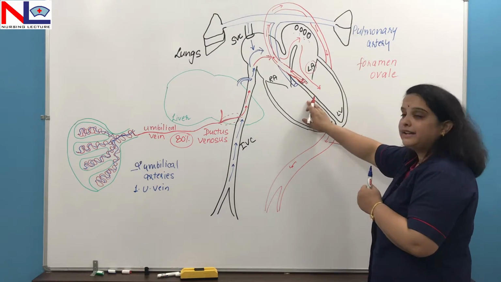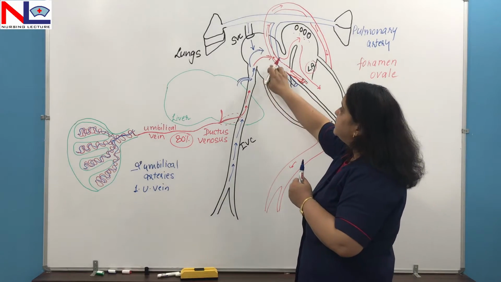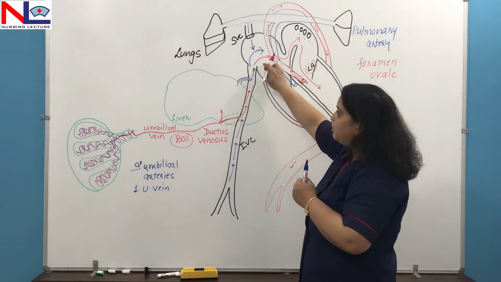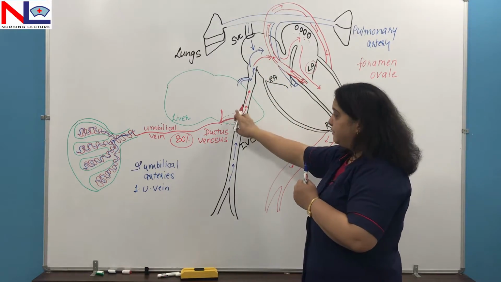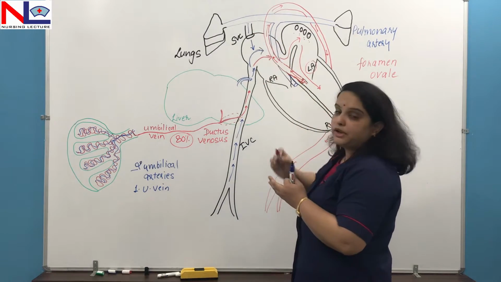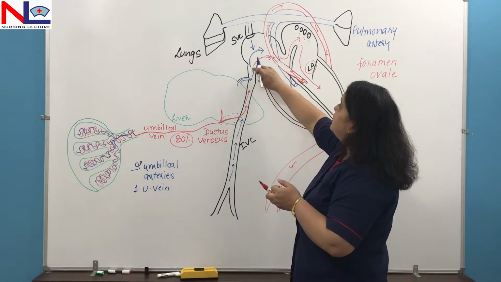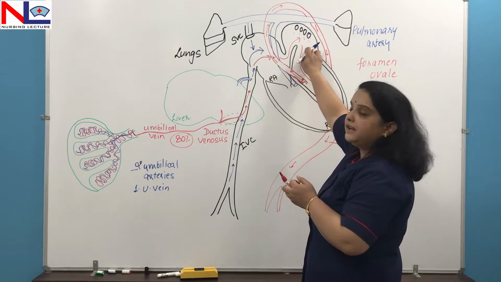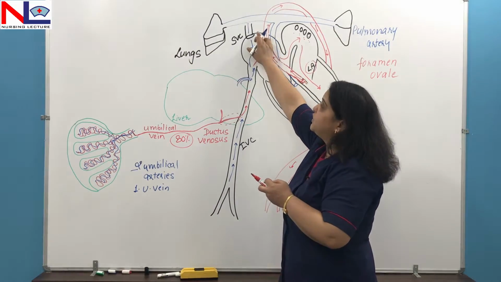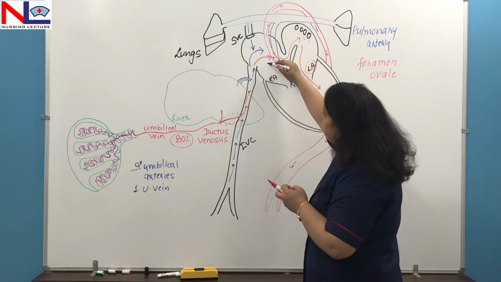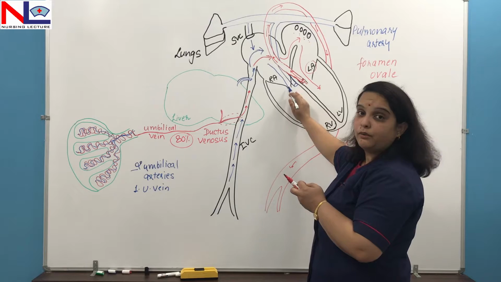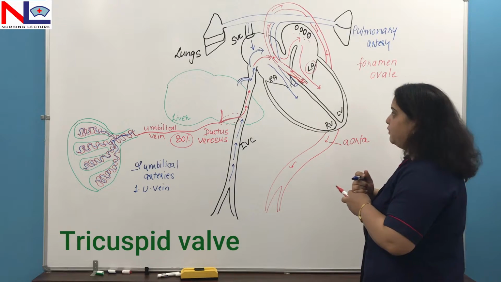Now what happens in the right side of the heart? In the right side of the heart, the blood comes through the hepatic veins, through the inferior vena cava, which is also contributed by the umbilical vein, and blood also comes through the superior vena cava. The majority of oxygenated blood moves directly into the left atrium, and the rest, the deoxygenated blood which comes directly from the superior vena cava, enters the right ventricle through the tricuspid valve.